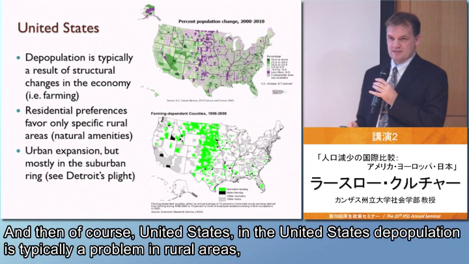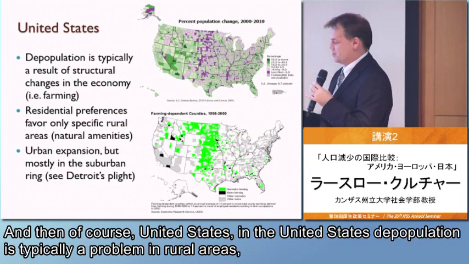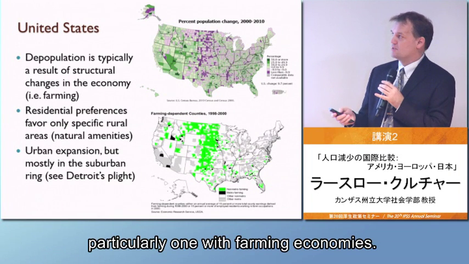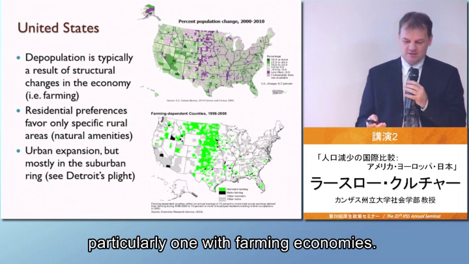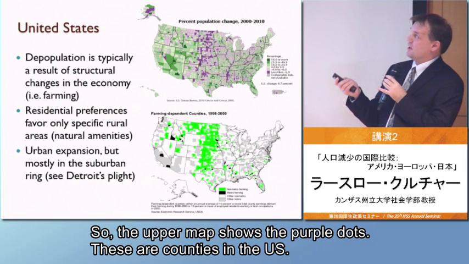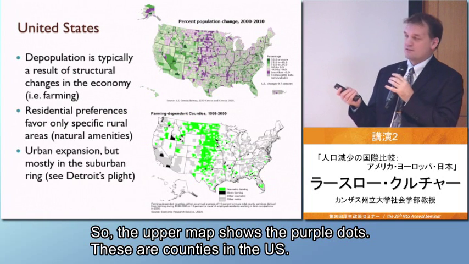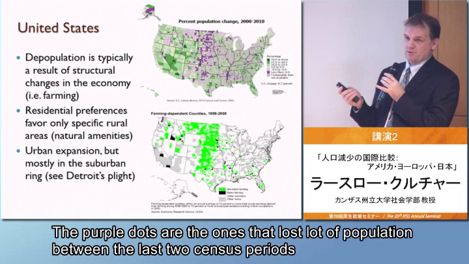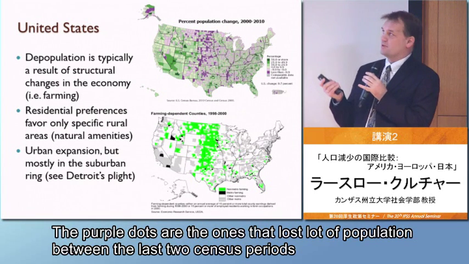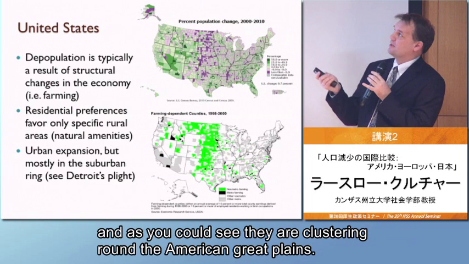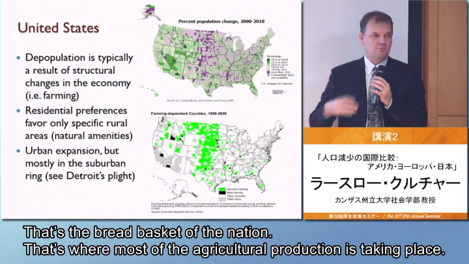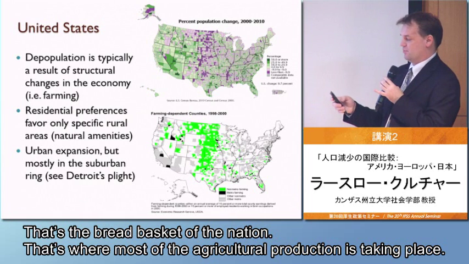And then, of course, the United States. In the United States, depopulation is typically a problem in rural areas, particularly ones with farming economies. The upper map shows the purple dots. These are counties in the US. The purple dots are the ones that lost a lot of population between the last two census periods. And as you could see, they are clustering around the American Great Plains. That's the breadbasket of the nation. That's where most of the agricultural production is taking place.